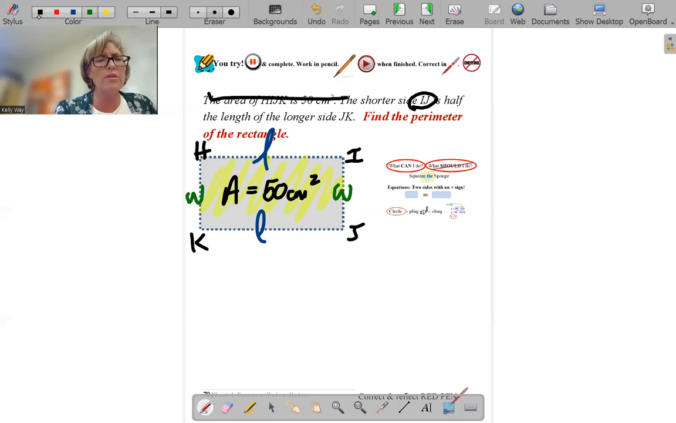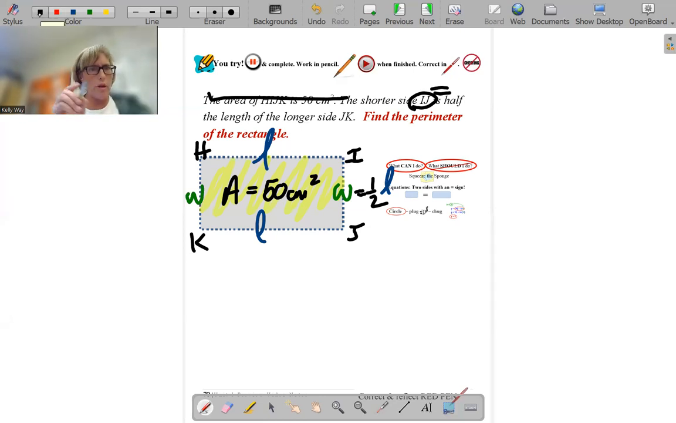So the width is, that's an equal sign, the width is half of the length, L. The width is half of the length. Find the perimeter.